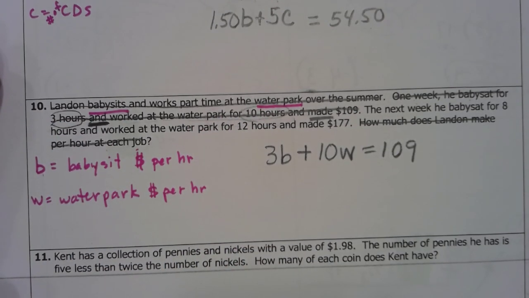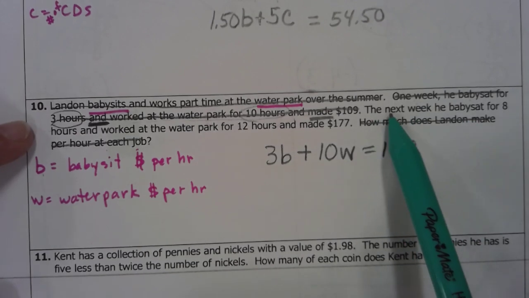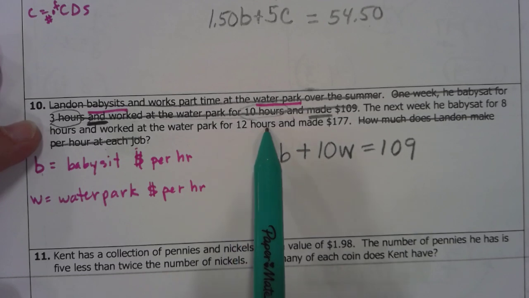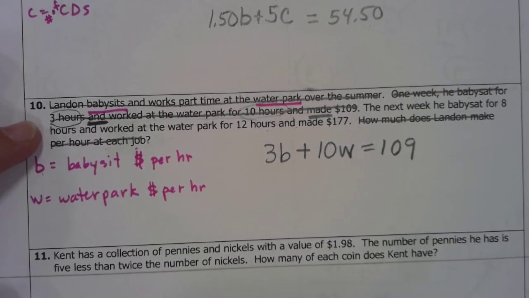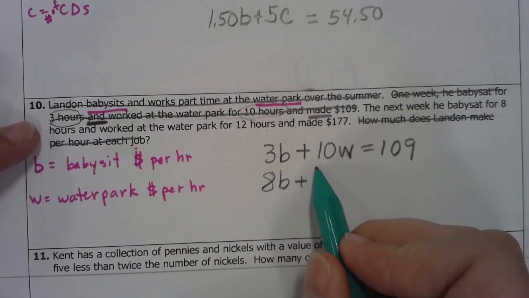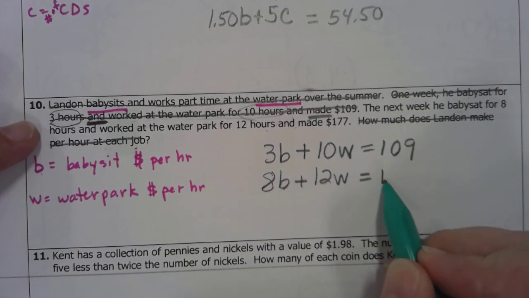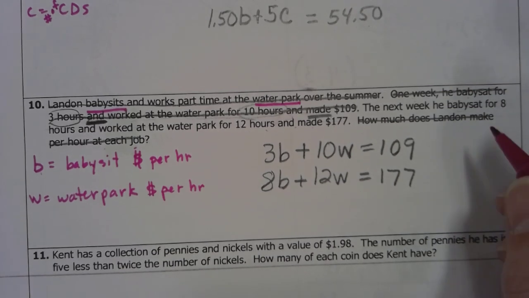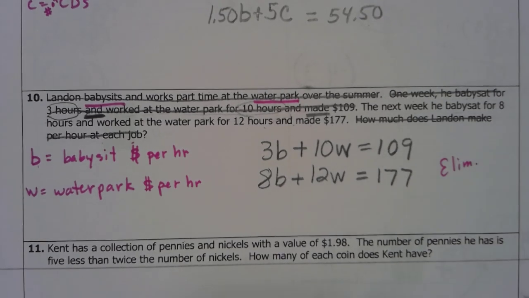And then the last sentence, the next week, he babysat for 8 hours and worked at the water park for 12 hours and made $177. So are we solving these? What's that set up for? Substitution or elimination? Elimination. Is it ready to eliminate? Not yet. We would have to do some stuff, okay? But we could do whatever we needed to from there. We're not going to, though.